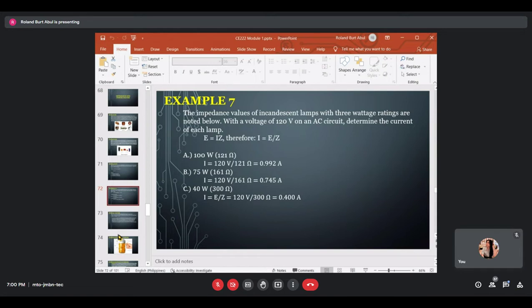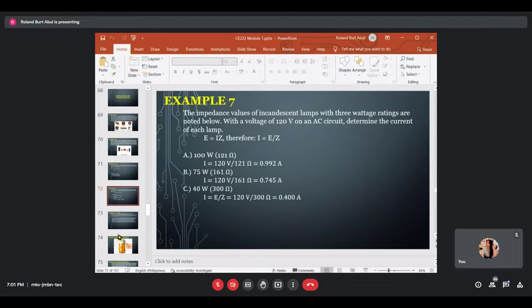Although there are no inductive and capacitive effects on a DC circuit, current flow on an AC circuit is impeded by inductance and capacitance. So impedance is a measure of resistance to current flow on an AC circuit due to the combined effect of resistance, inductance, and capacitance, and it is measured in ohms. So impedance, its unit is similar to resistance. So again, let's review.